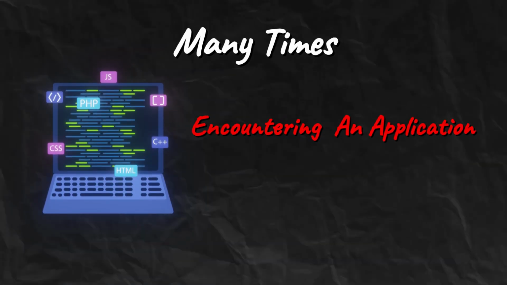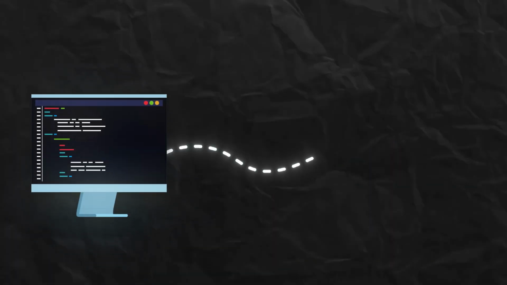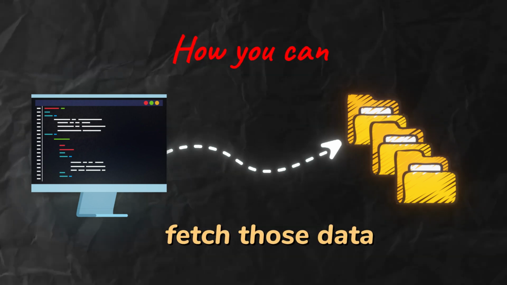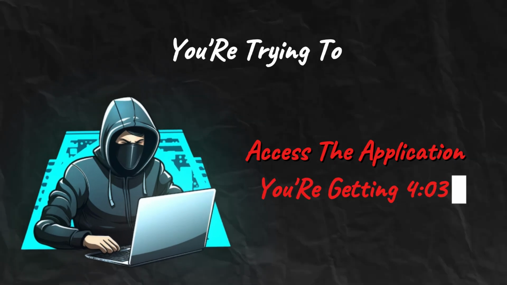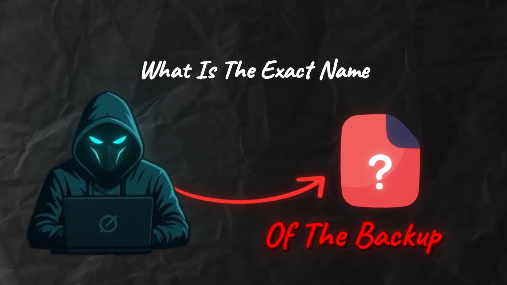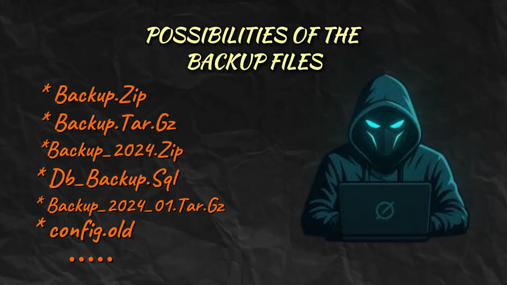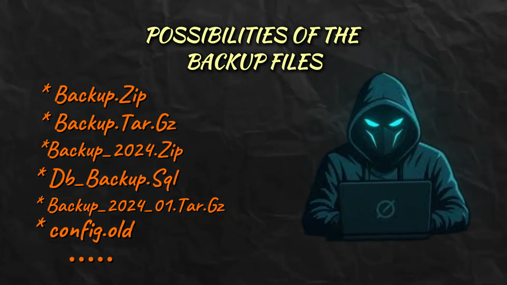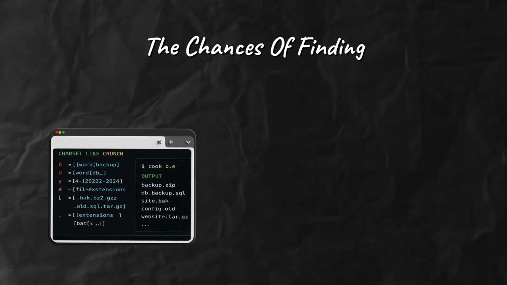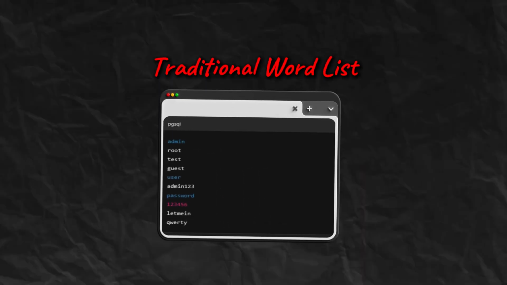Many times you encounter an application that seems to be a static application where all the data has been saved, right? But you still don't know how you can fetch that data, because even if you try to access the application, you're getting 403, or you simply don't know the exact name of the backup file, right? So we're going to see how we can generate all those possibilities of backup files for a specific target, so that the chances of finding backup files or sensitive files will be comparatively larger than just using a traditional word list.